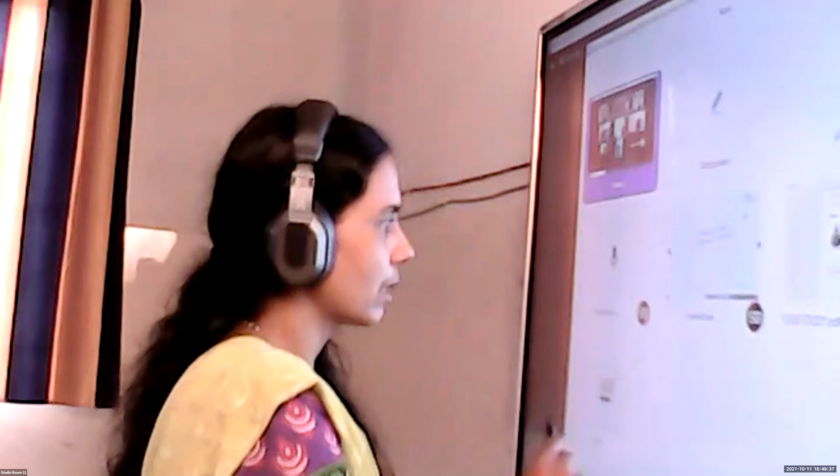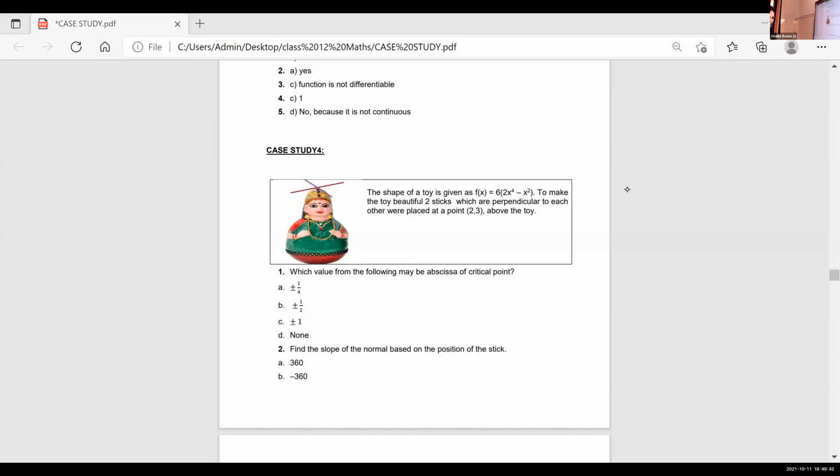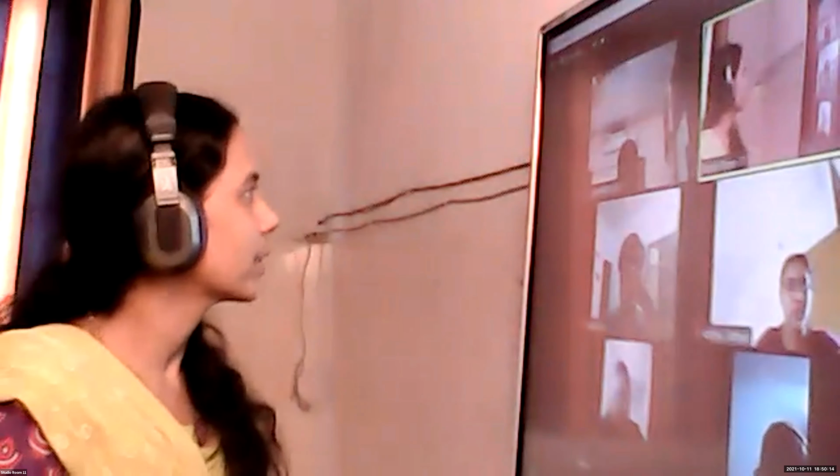Okay, now look at the question again. The toy is given a function, 6 into 2x raised to 4 minus x square. To make the toy beautiful, 2 sticks were used. Now, what do you have to find? Which value from the following may be the abscissa of critical point? Abscissa means x coordinate. Now, what about critical points? We have discussed it in the previous classes. What is a critical point?